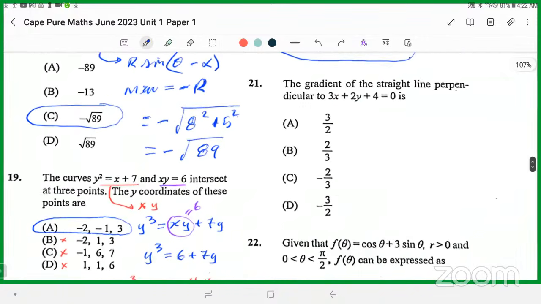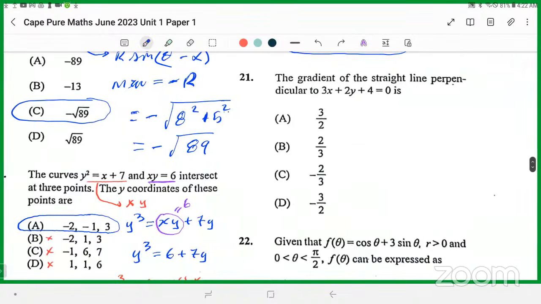All right, next one says the gradient of a straight line perpendicular to this. The gradient, so you want the negative reciprocal gradient. Then you get the gradient of this one. So you put it in the form y equals mx plus c. This is like an advanced question, you know. Making y the subject, the y would be minus 3 over 2 x minus 2. Good? If I make y the subject, I carry over the 3x first and make it negative, and then I divide by this 2. I carry over this 4 and it becomes negative 4, and then I divide by this 2 to become negative 2.